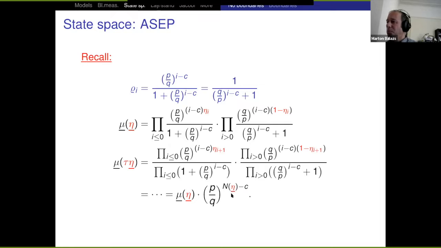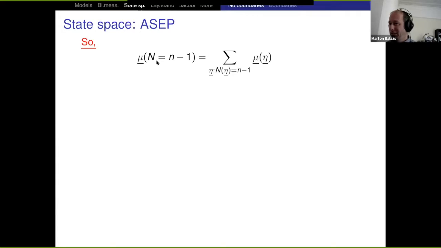So shifts play really well with the product measure. If you shift the state, all you get is a factor of p over q to the conserved quantity minus this constant c. So that's nice. That's something you can actually use to find out the distribution of the conserved quantity. So here is how that goes. What is the product measure? So the original, all mixing together, product measure: the probability that the conserved quantity is n minus 1. When you look at all states with that conserved quantity, the probability of that state.